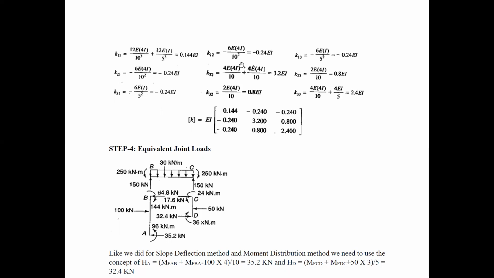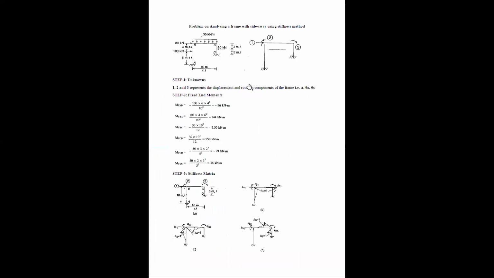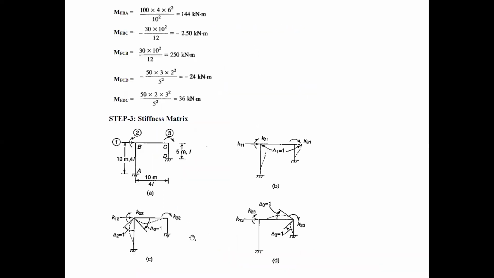Then we have K22. When you go to K22, we have an option of choosing this specific parameter, K22. So we apply unit deformation in this direction and in this direction. So it's a joint.